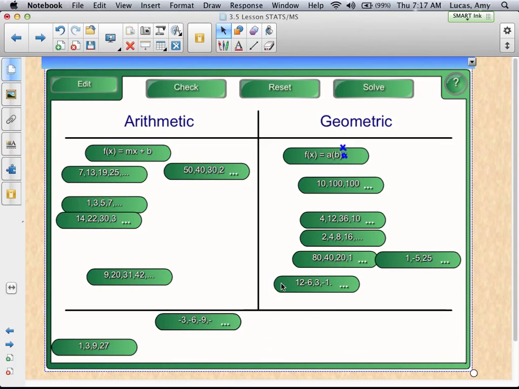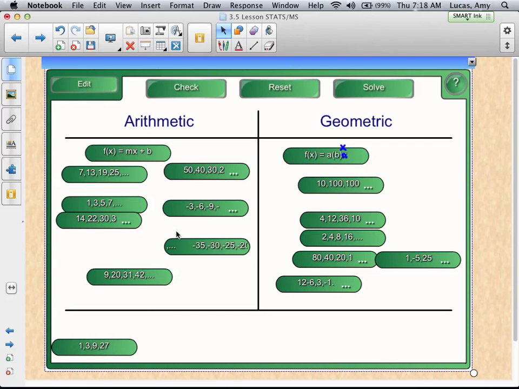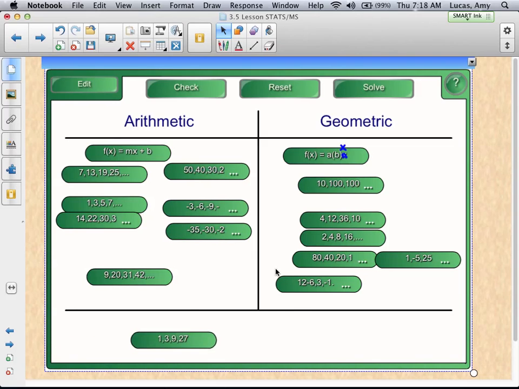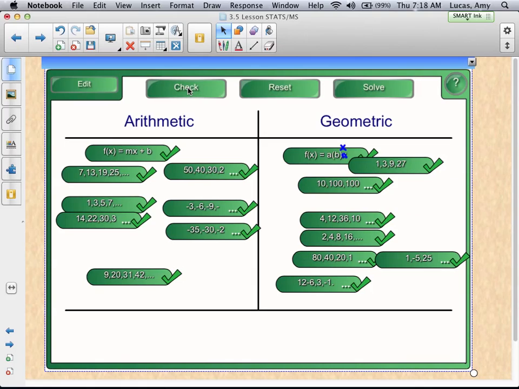This one is divided by negative, let's see, is this one wrong? This one is supposed to be divided by negative 2. It's just missing a comma after the 12. This one is subtracting 3. This one is subtracting 5. And this one is multiplied by 3. Okay, now if I click the check button, it shows me that all of those are correct.